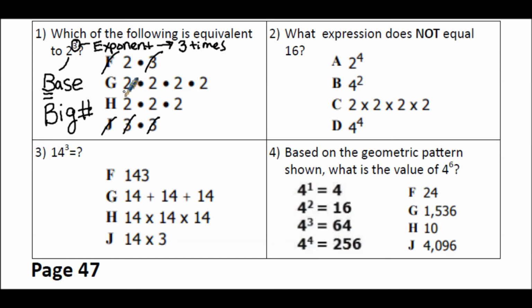So looking at G, I wrote it 1, 2, 3, 4 times. So G is out. But H, I wrote it 3 times, so H is equivalent to 2 to the third power.